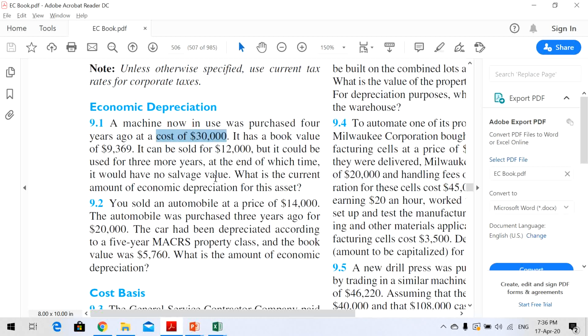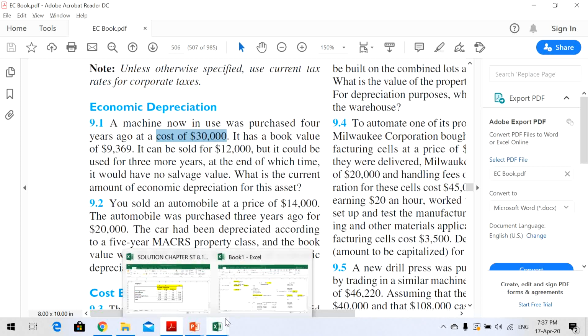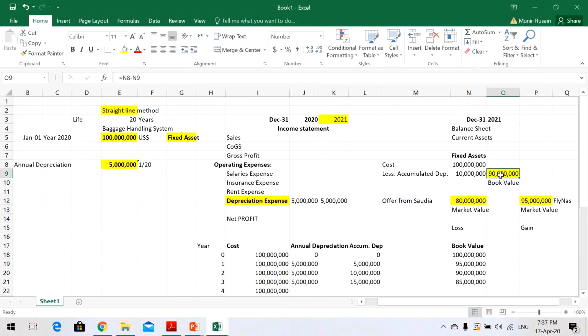So it was purchased 4 years ago at a cost of 30,000. It has a book value of 9,369. What do we mean by this? That book value of 9,369 means it was purchased at a cost, minus depreciation. Basically, the book value is given in this question.